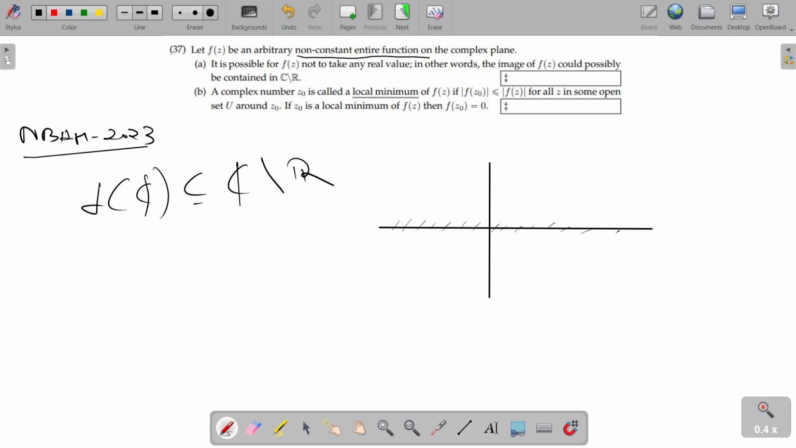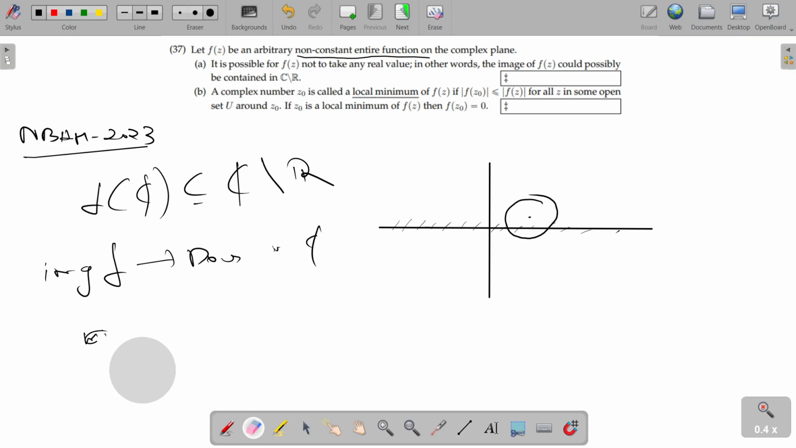Now we know that the image of a non-constant entire function is dense. But this is dense, right? Because you can take any point here and draw a ball, and it will actually intersect. It is dense in C, but it misses uncountably many points. So yes, the image is dense, but a non-constant entire function misses.